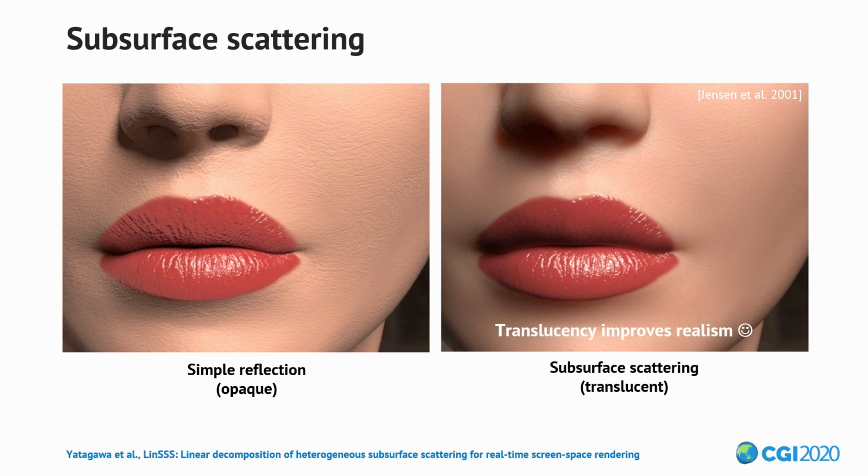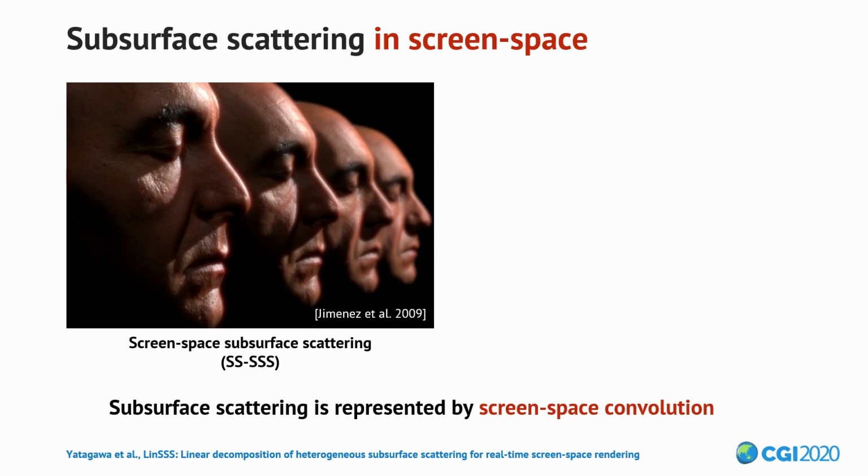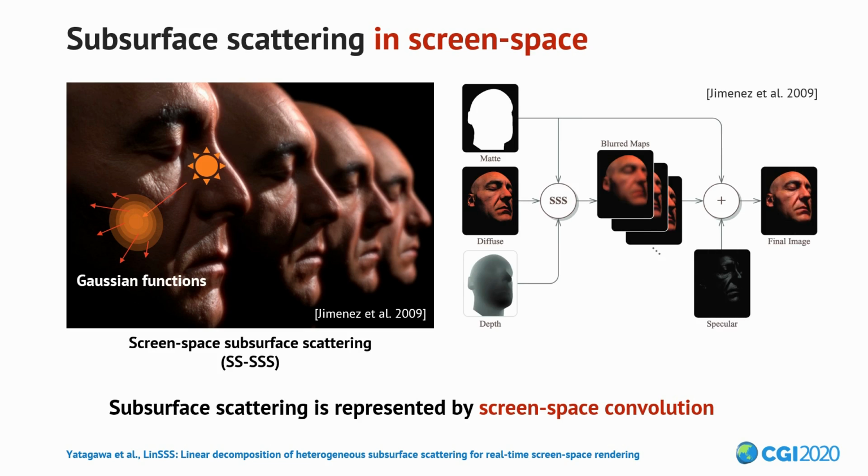To represent the translucent appearance in real-time applications, the screen space method is one of the common approaches. The screen space method assumes that subsurface scattering is approximated by a simple convolution kernel. In the original screen space subsurface scattering by Jimenez et al., the convolution kernel is represented by a weighted sum of Gaussian functions. The convolution kernel is used for the screen space filtering, and blurred maps are accumulated to get the final rendering result. Since a Gaussian function is very efficiently convolved by separating it into 1D convolution passes, the overall rendering process in the screen space subsurface scattering is very efficient as well.